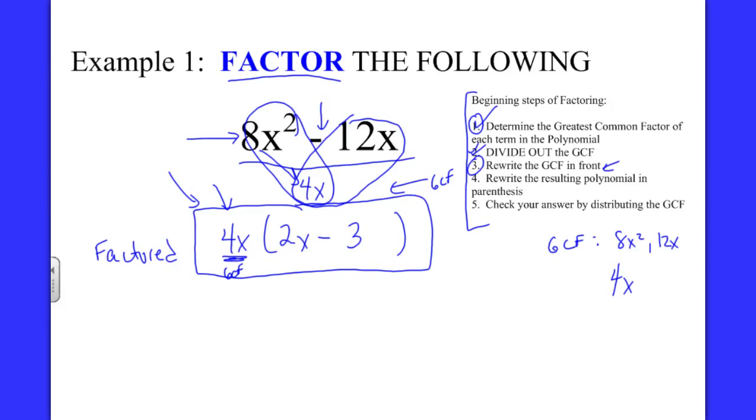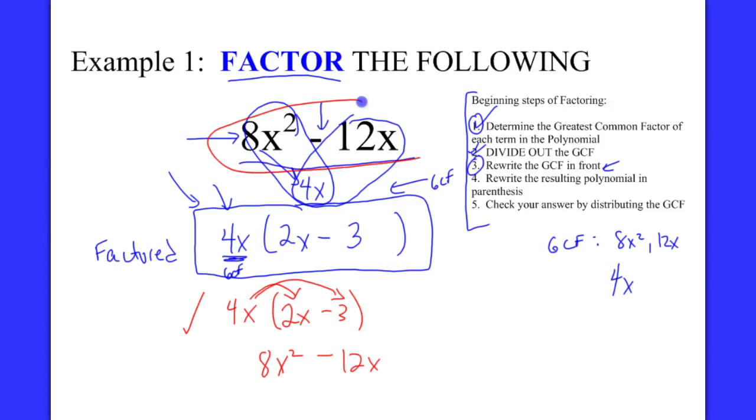Now I also said you would be silly not to check it. Let me just show you how you check it. If the answer is correct, that it's 4x times 2x minus 3, and I multiply this back, 4 times 2 is 8, x times x is x squared, minus 4x, I'm just doing the distributive property, 4 times 3 is 12, x right there, and that matches what I started with.